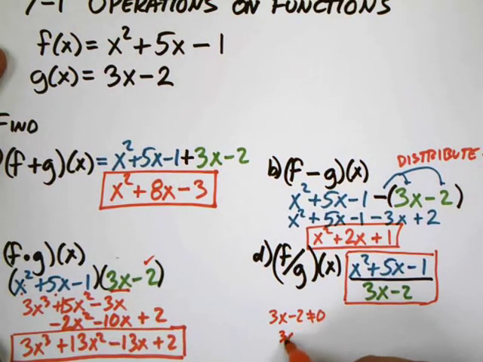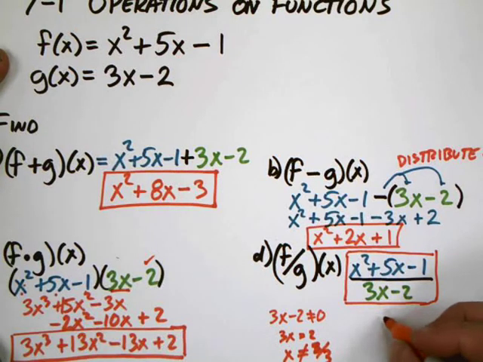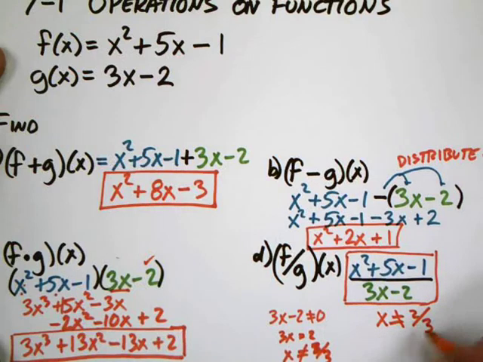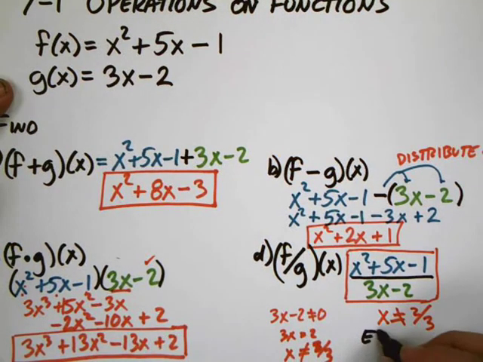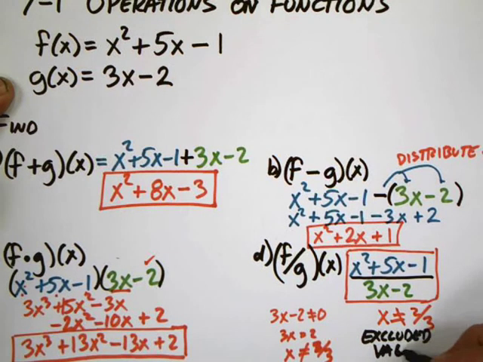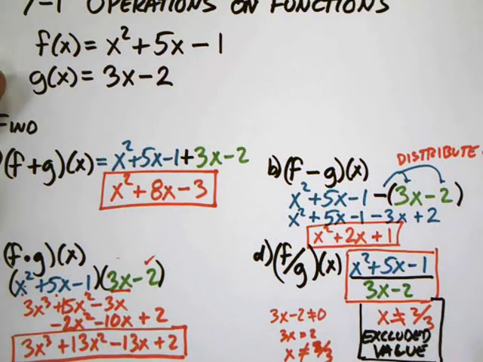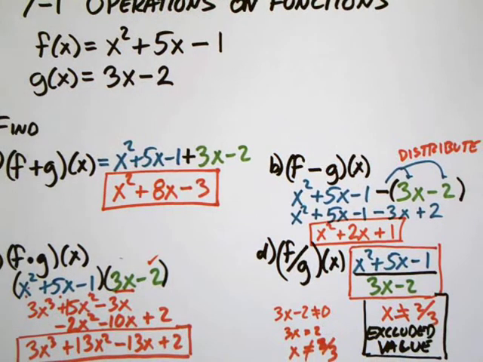So that means 3x would equal 2. So x equal to 2/3 is going to be a number that is not going to work out. So we're going to make sure that we include the fact that x can't equal 2/3 in our answer, and that is called an excluded value. It's the only number that we are not allowed to use for our x. So it's a special number and we cannot use it. It's called an excluded value because it makes the denominator equal 0.